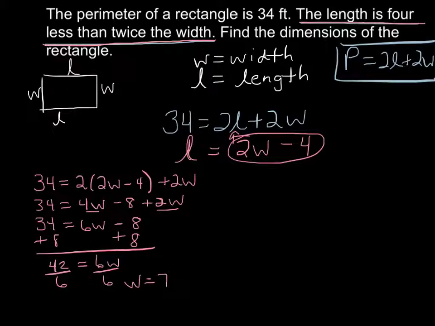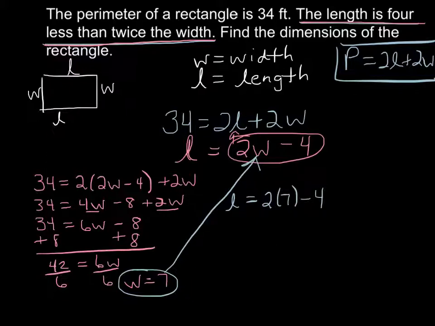And I'm not done because I still need to find the length. I'm going to take our width, W, and I'm going to plug it right here and figure out what the length is. So L equals, I'm going to substitute 2 times 7 minus 4. So L equals 14 minus 4. L equals 10. Now we have our width and our length. Our width is 7, our length is 10.